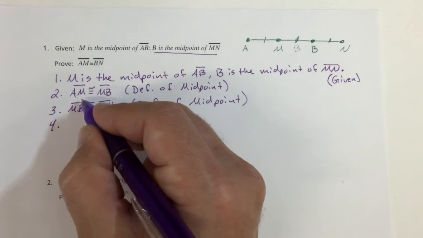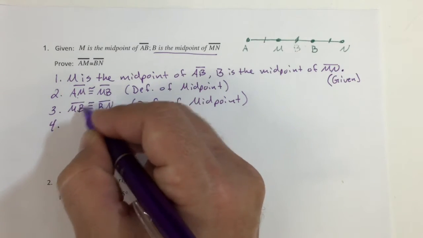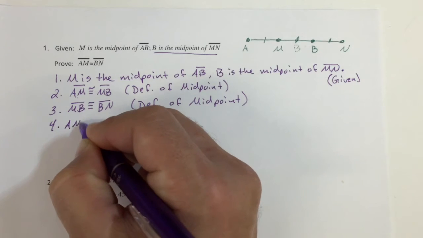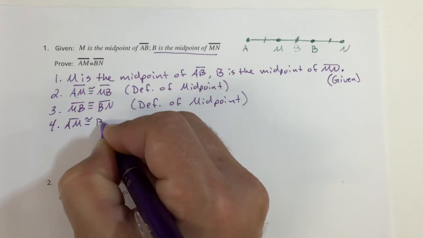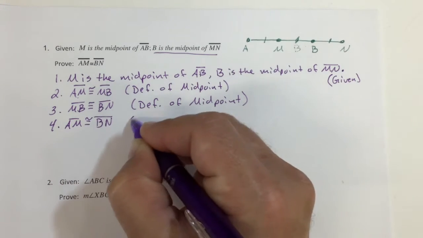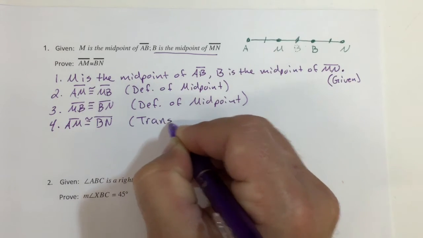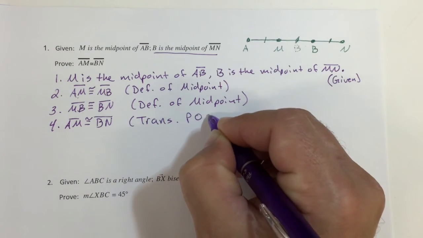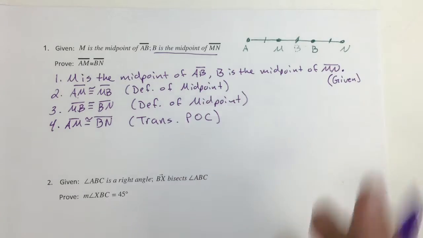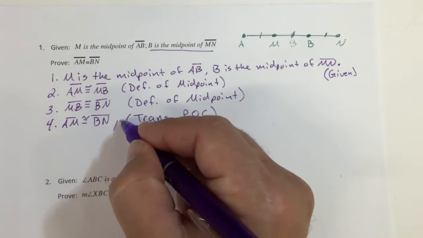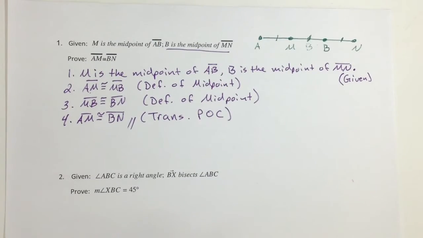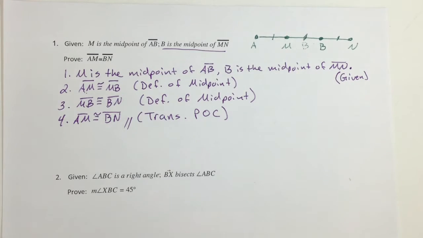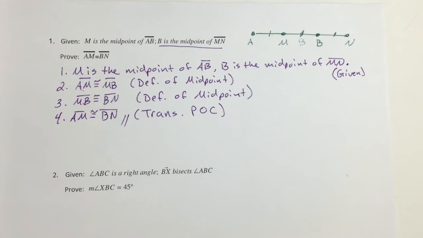And so I can just fold that over onto itself and get rid of the middleman. I can say AM then is congruent to BN by the transitive property. And this is a property of congruence, so we write POC. And that's what we were trying to prove. Okay, so that proof is done. So this is a lot shorter method than having to work with a lot of equations.